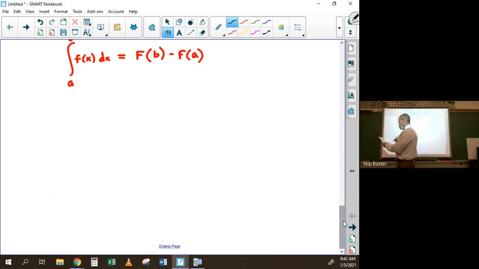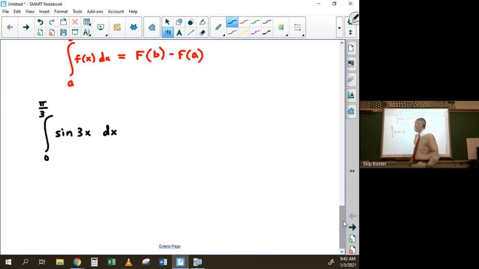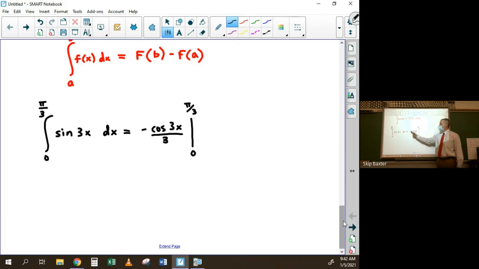So if you had something like, for example, the integral from 0 to pi over 3 of sine 3x. Remember, the notation is you take an antiderivative, which would be negative cosine 3x over 3. And then you put a little vertical line from 0 to pi over 3. When you read this, you would say the answer is negative cosine 3x over 3 evaluated from 0 to pi over 3. That's the way you do it. That's the way you read it. And then you just plug the numbers in.